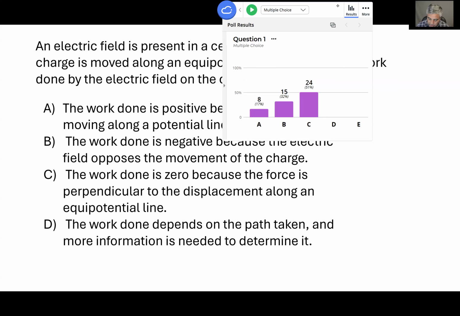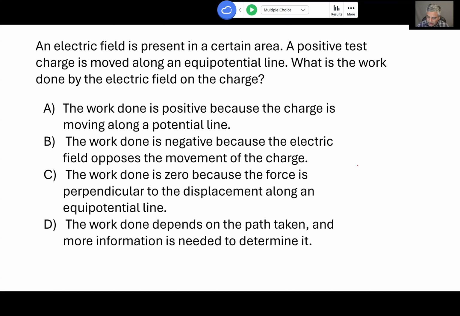So it looks like staircases and mostly C. Let's see what C has here. Work done is 0 because the force is perpendicular to the displacement along an equipotential line. Yeah, that sounds correct. So if the field is going something like that, the equipotential is that, right?